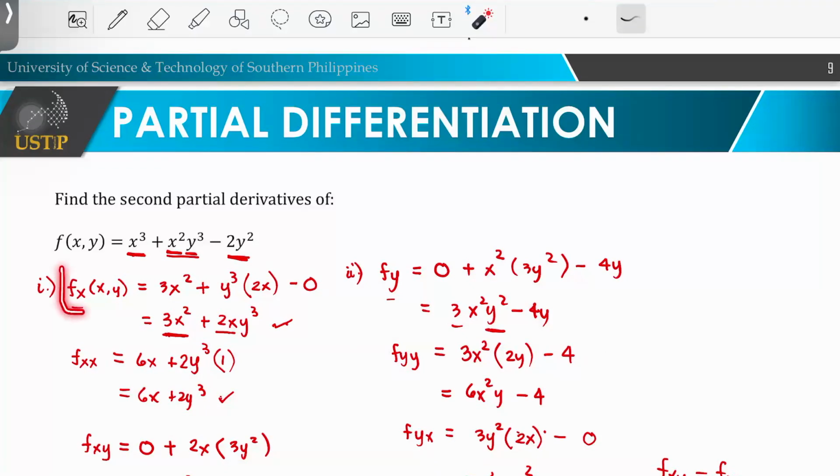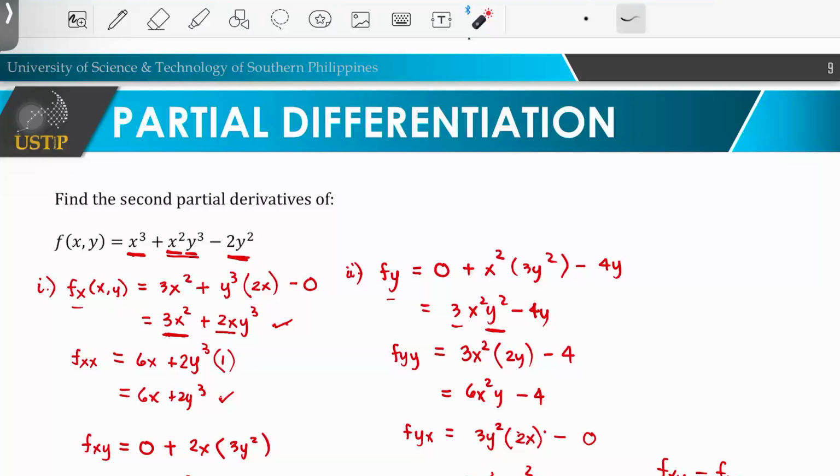So with respect to x, y will be constant. What will happen to x cubed? 3x squared, since y cubed is constant, we just copy it. What will happen to x squared? It becomes 2x. And the third term will be 0 since y is constant, meaning this whole term is constant. So we have f sub x equals 3x squared plus 2xy cubed.